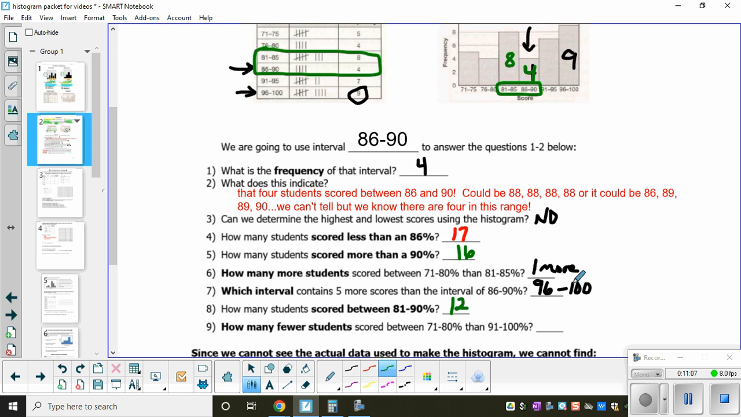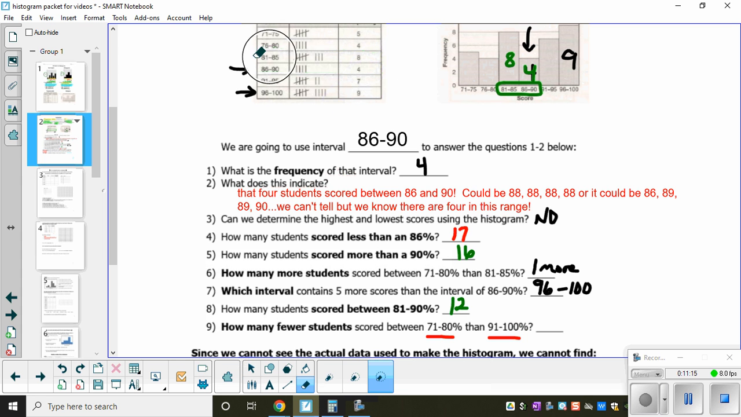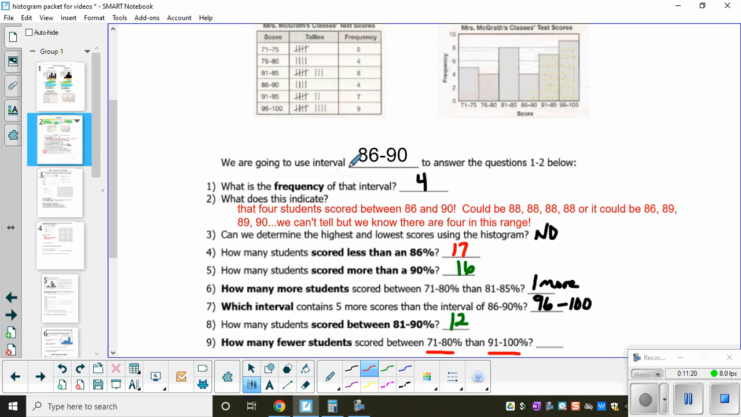All right, and for number 9, how many fewer students scored from 71 to 80 than 91 to 100? So let's come up here. I'm just going to erase real quick. We're looking for how many fewer in one category compared to another. So 71 to 80 had 9. 71 to 80 right here is these 5 plus these 4, so 9.